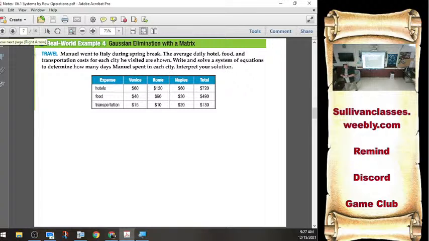Gaussian elimination can have words. In fact, that's where matrices came from. Matrices originally came from an organization of a table. Look at the table. It's a matrix where each row represents the type of expense and each column represents a different city that they were in. Okay? So, we're going to go to Italy.